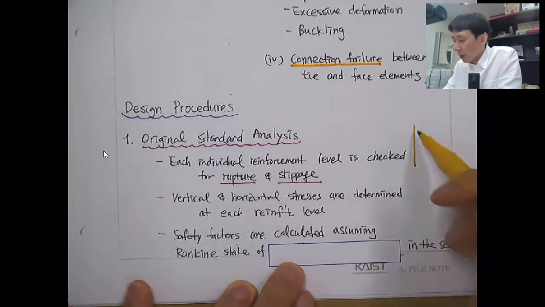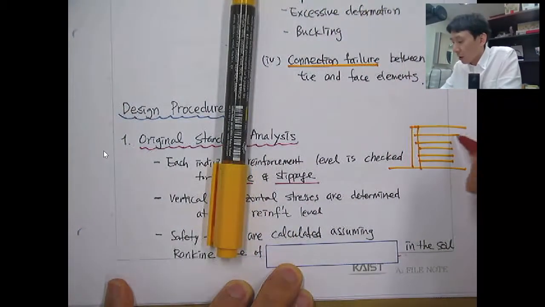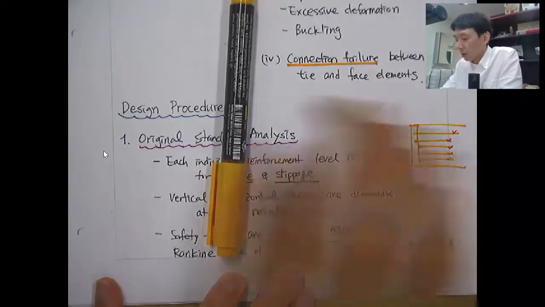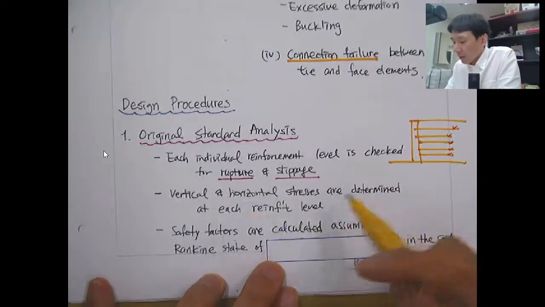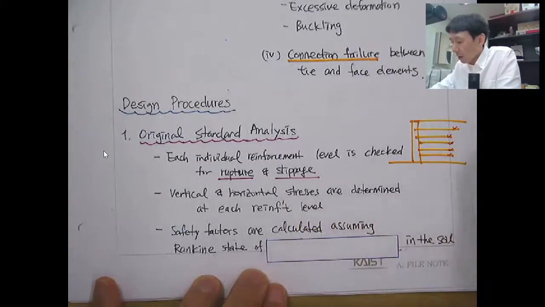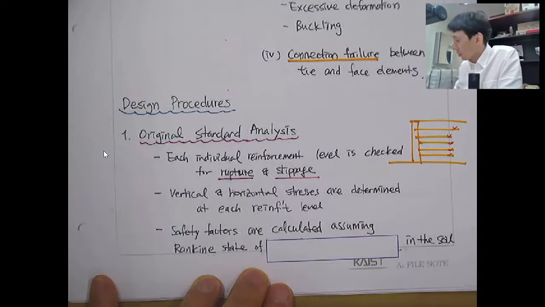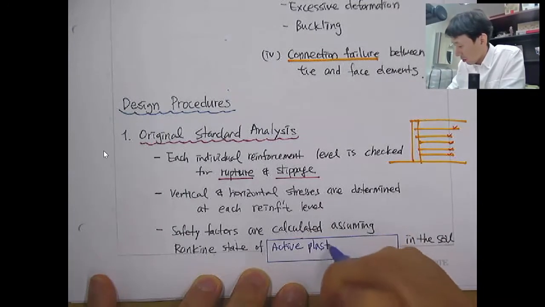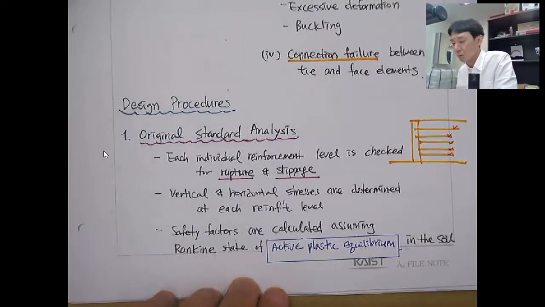So let's say you have a retaining wall and earth with reinforcement, and then each reinforcing material will be checked for internal stability, all of the reinforced strips for all the levels. Vertical and horizontal stresses are determined at each reinforcement level, and factors of safety are calculated assuming the Rankine state of active pressure, active plastic equilibrium in the soil.